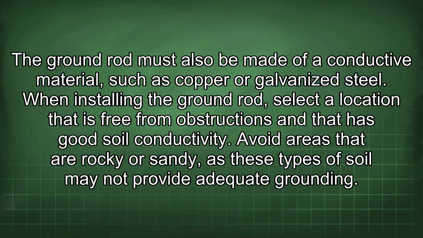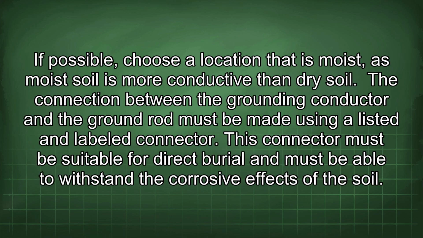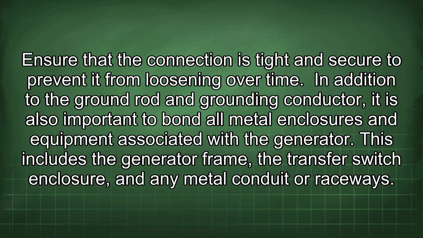The ground rod must also be made of a conductive material, such as copper or galvanized steel. When installing the ground rod, select a location that is free from obstructions and that has good soil conductivity. Avoid areas that are rocky or sandy, as these types of soil may not provide adequate grounding. If possible, choose a location that is moist, as moist soil is more conductive than dry soil. The connection between the grounding conductor and the ground rod must be made using a listed and labeled connector. This connector must be suitable for direct burial and must be able to withstand the corrosive effects of the soil. Ensure that the connection is tight and secure to prevent it from loosening over time.